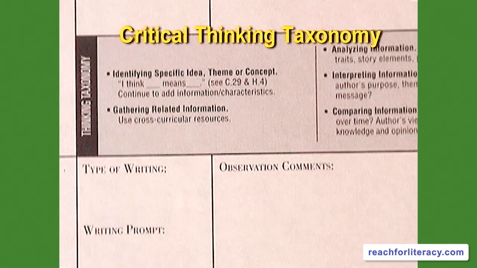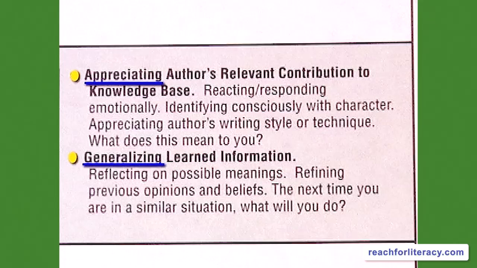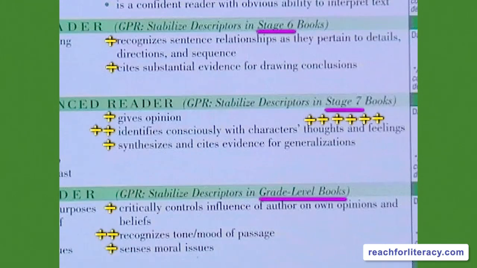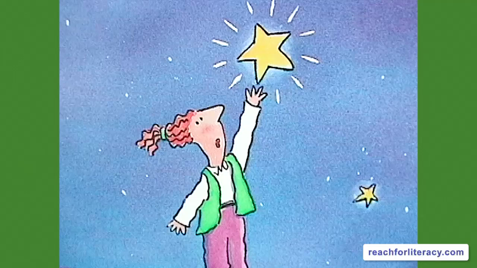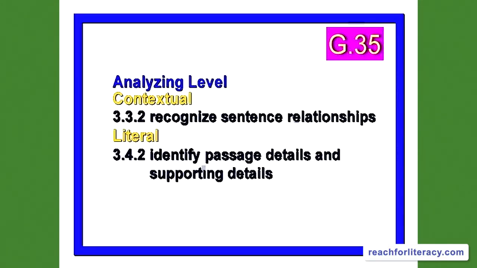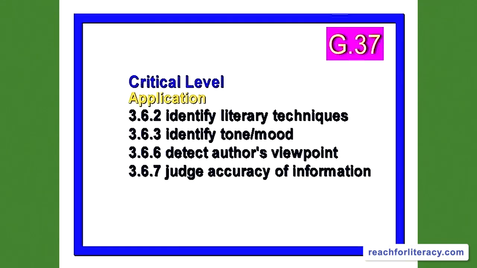Using the critical thinking taxonomy in the middle of the lesson plans, the trainer-coach asked students to consider interpretive, inferential questions at the analysis and interpretive levels, and critical questions at the comparing, appreciating, and generalizing levels. A total of 16 different objectives or standards were covered. Many of the standards were addressed more than once. Standards included analyzing level, interpreting level, and critical level.